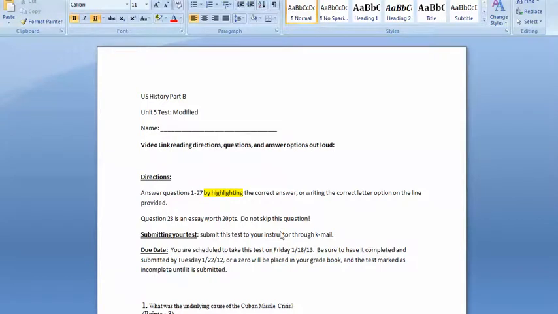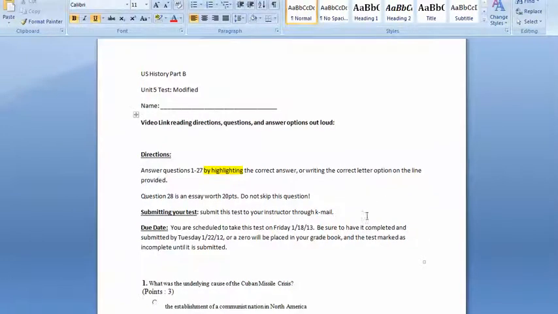History. This is the modified version of the test and I will be reading the questions to you along with the answer options to help you along with your test. This test has 27 questions, and question number 28 is an essay question worth 20 points. Please do not skip this question.